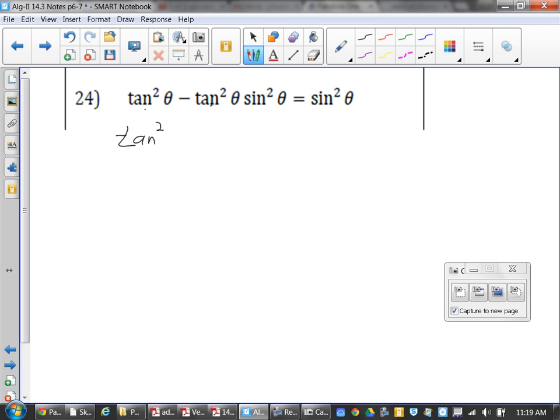What's 1 minus sine squared? Cosine squared. Tangent squared is? Sine squared over cosine squared. Oh, so it's the same. Okay, I did it differently, and I still got the same answer.